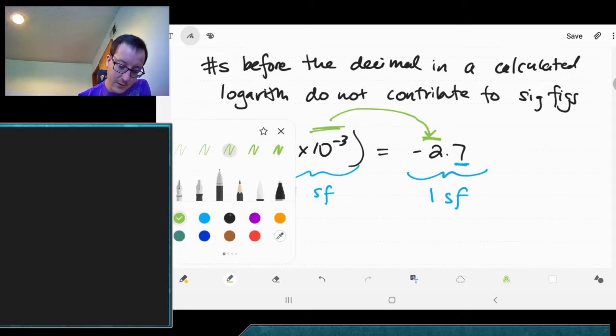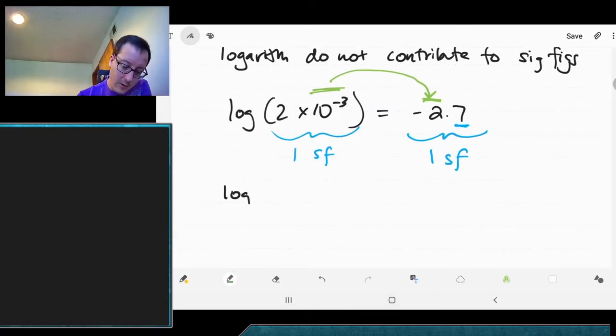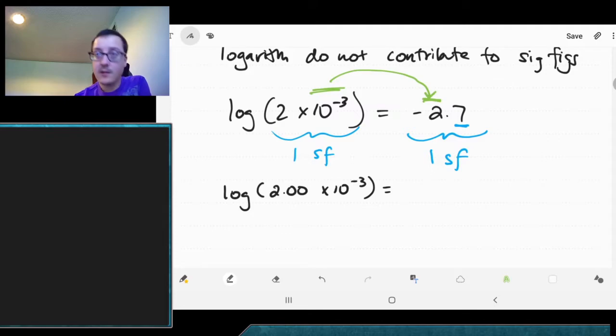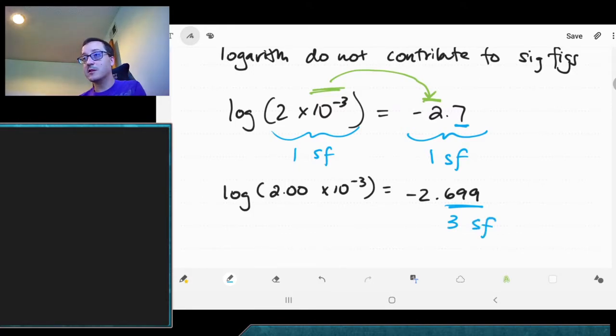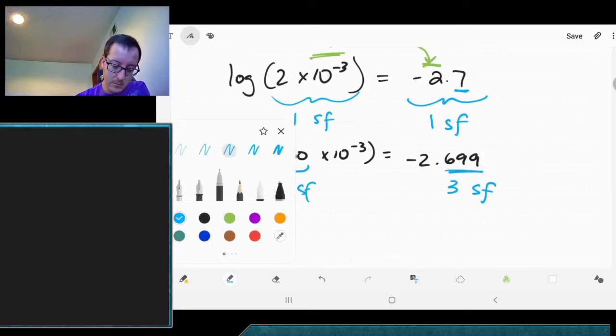All right, so if I gave you log of 2.00 times 10 to the negative third, same number, we have it here in our calculator still. If we round it, it's 2.699. This number has 3 sig figs. Only numbers after the decimal count for logarithms once you've calculated them. This number had 3 sig figs going in. That number has 3 sig figs coming out. So numbers before the decimal don't matter, no matter how many there are.